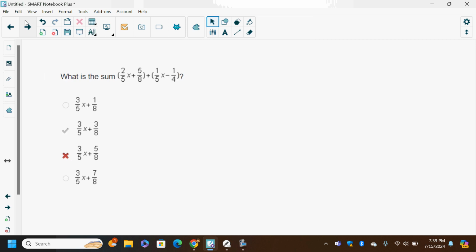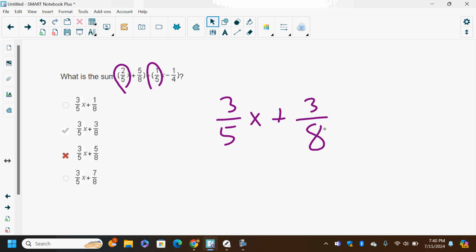All right, what is the sum? So we are going to combine like terms. I'm going to add together the x's. So 2/5 plus 1/5 is going to be 3/5 x. And then 5/8 plus negative 1/4, or minus 1/4, will be minus 2/8. So it would be 3/8. So this would be the correct answer because we got to combine those.